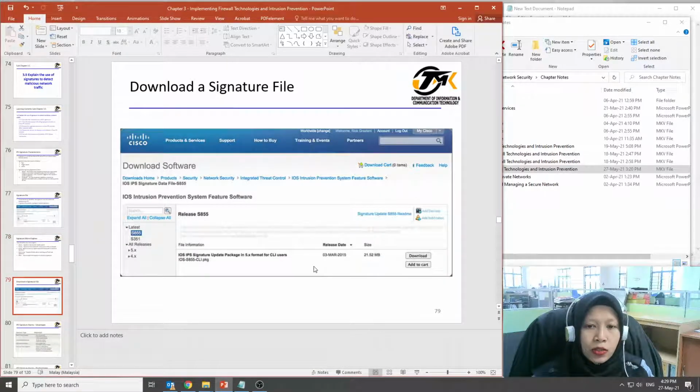So this is how you can download the signature from the Cisco website. You need to have an account on this particular Cisco website. You go to product security, network security, and integrated threat protection, to IOS Intrusion Prevention System software. They will have a signature update, so we download this one. If you have a license, you can download it.